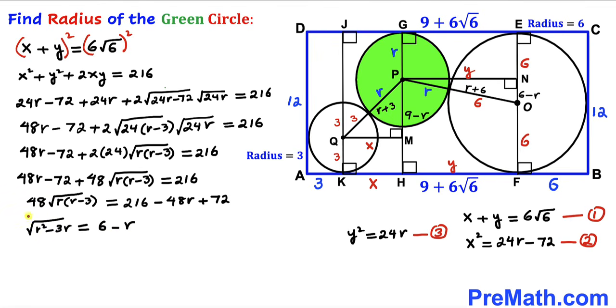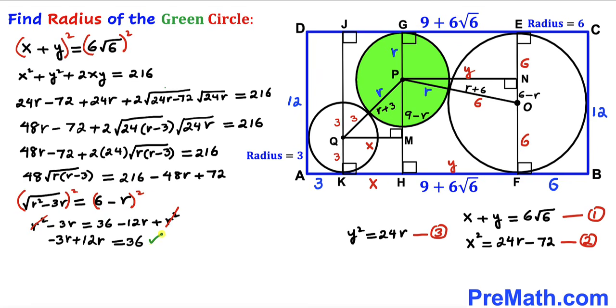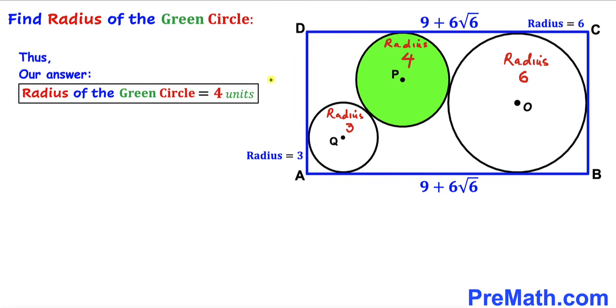And now we are going to undo this square root by taking a square on both sides. So therefore we end up with r square minus 3 times r equal to, and here we can see r square and r square is gone, and I'm going to move this 12r to the other side, as you can see in this next step. So therefore we got 9 times r equal to 36. Let's divide both sides by 9 to isolate radius r. So therefore our radius r turns out to be 4 units. So thus the radius of this green circle turns out to be 4 units.